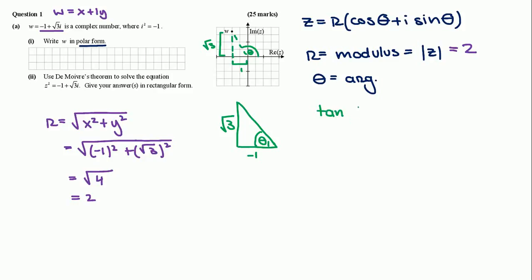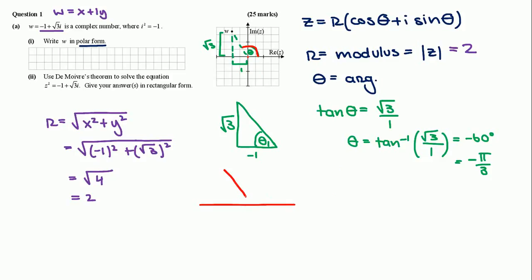So I use tan to find the angle. So the tan of theta is equal to the square root of 3 over 1. So therefore theta is equal to tan inverse of the square root of 3 over 1, which gives me 60 degrees. We want it in terms of pi, so we have pi over 3. So if we look back at our Argand diagram, that's not the angle we're looking for. We're looking for this angle here.